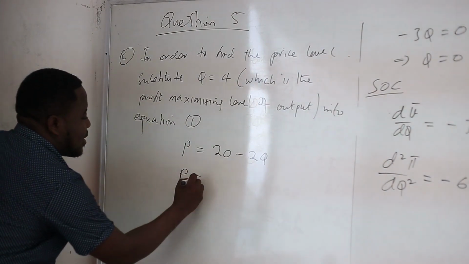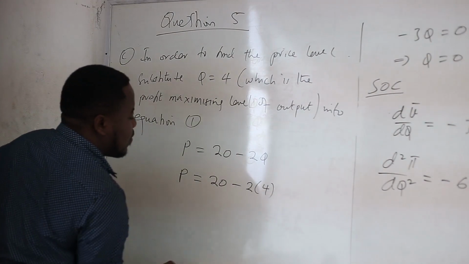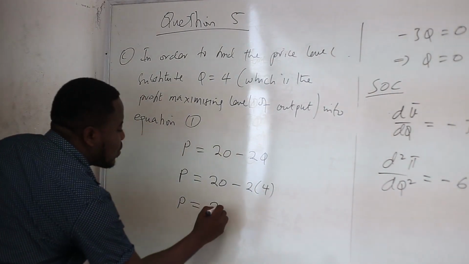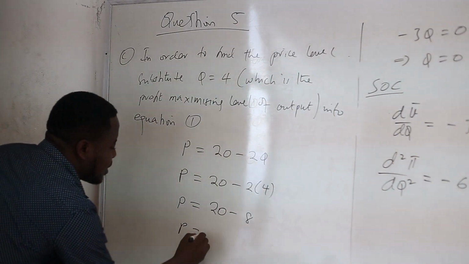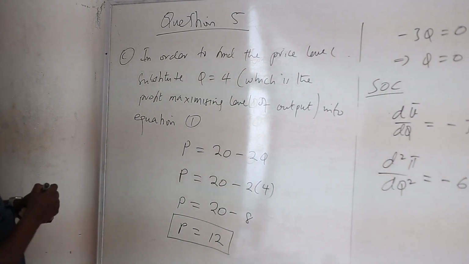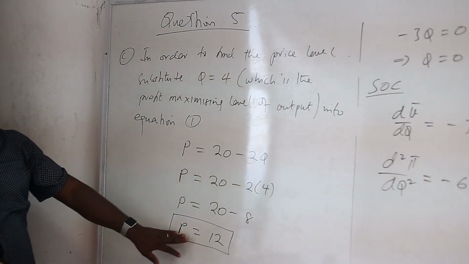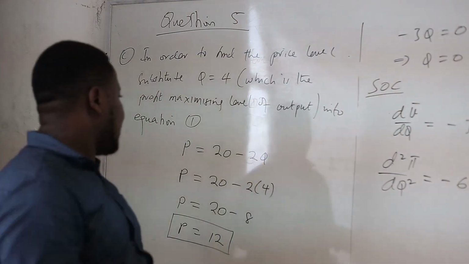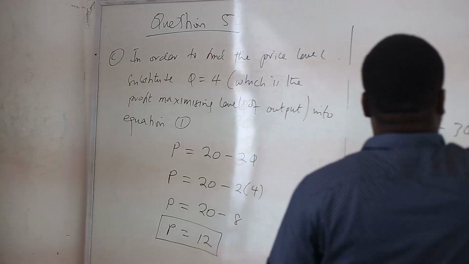So we have P is equal to 20 minus 2 times 4. So P is equal to 20 minus 8. So P is equal to 12. So in order for the firm to maximize profits, it should produce 4 units of the output and sell it at a price of 12. So that also solves the C part of the question.